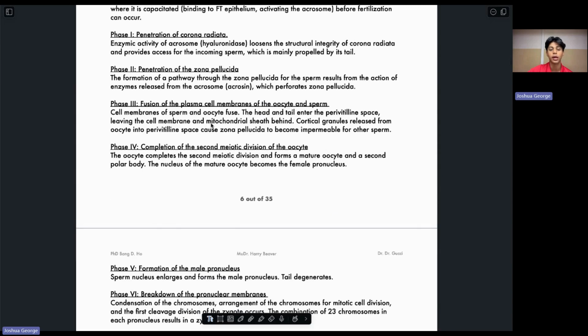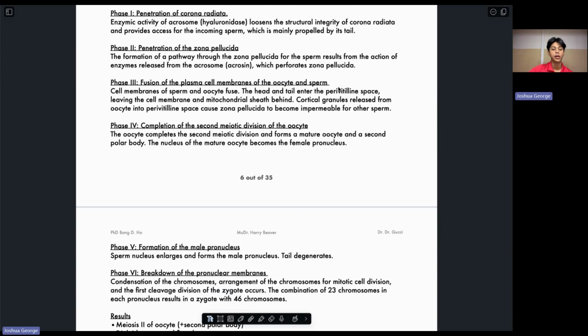The next stage is where after the corona radiata gets penetrated, the zona pellucida, which is another inner layering right underneath the corona radiata, it too will get digested. So the acrosomal enzymes again continue to get released and digest their way through the zona pellucida.